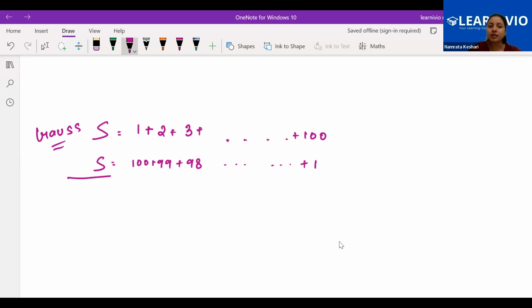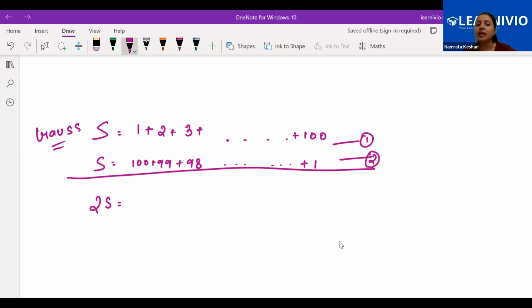And then what he did, the way you solve a pair of linear equations in two variables, he added these two equations. This is equation number 1 and this is equation number 2. The left side is pretty clear, it will be 2 times S, but on the right side it will be 100 plus 1, like we have to make the pairs. So 100 plus 1, we are keeping it together and treating it as a single term. It's a combined term. We are going to treat it like that.